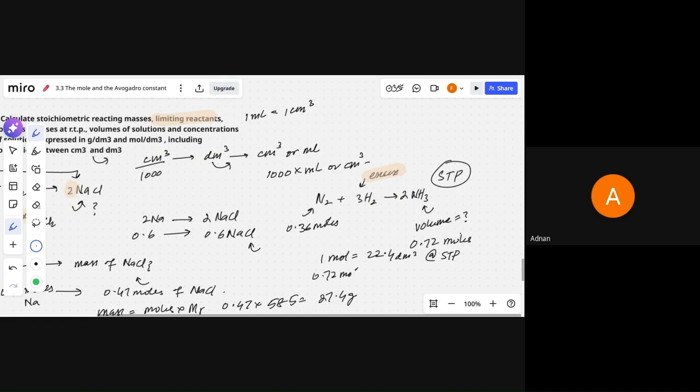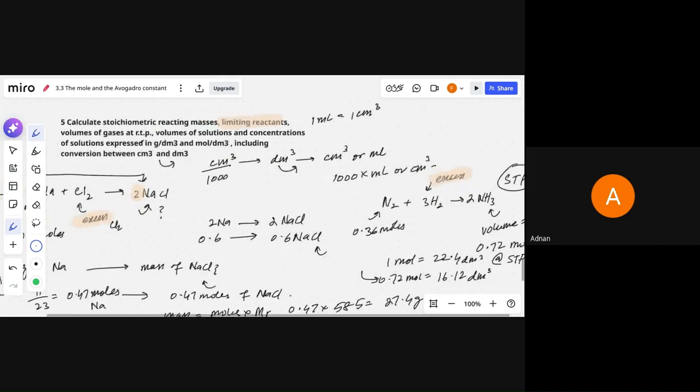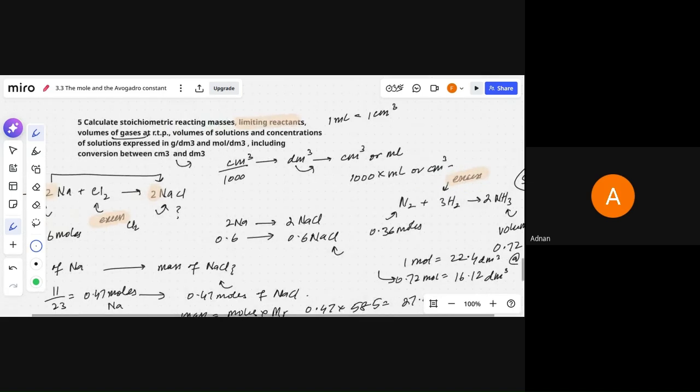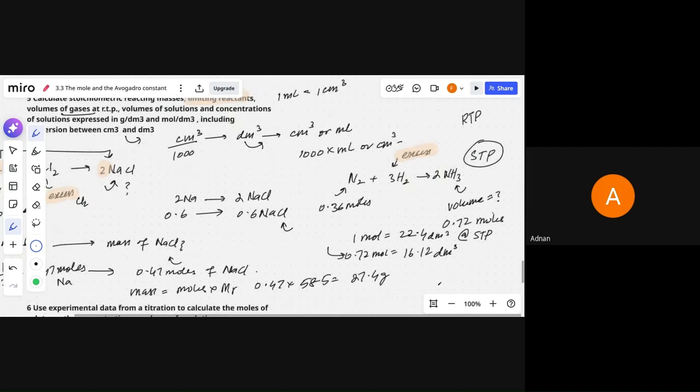So how much volume will 0.72 moles occupy? You just multiply 0.72 times 22.4, and that gives us 16.12 dm cubed. This is the volume. This is how we calculate volumes of gases. I gave you an example at STP. If this reaction is taking place at RTP, the only difference is that you will change this value, and it will become 24.